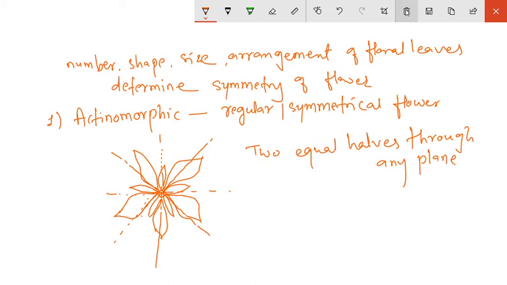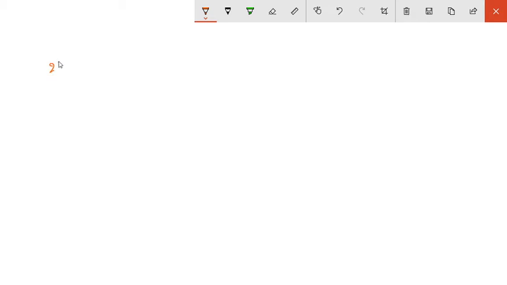Then the next symmetry, that is the zygomorphic.